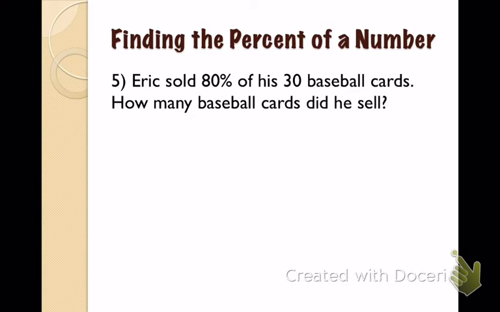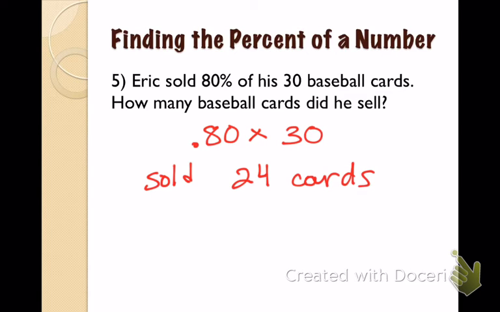So Eric sold 80% of his 30 baseball cards. How many baseball cards did he sell? So we're going to start by taking our 80%. 80 out of 100 would be 0.80 times 30 baseball cards. So we want 80% of the amount 30. We go ahead and multiply 0.80 times 30. That's going to give us 24. So he sold 24 cards.